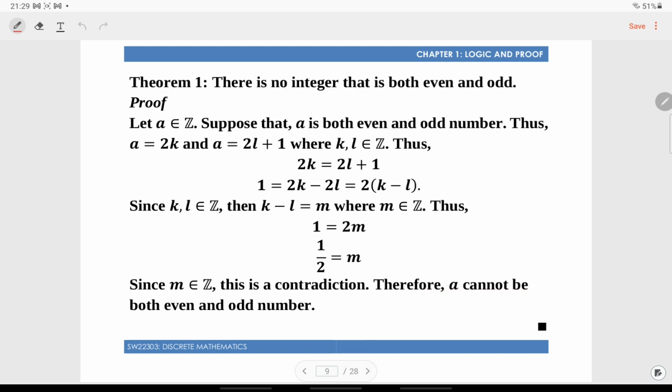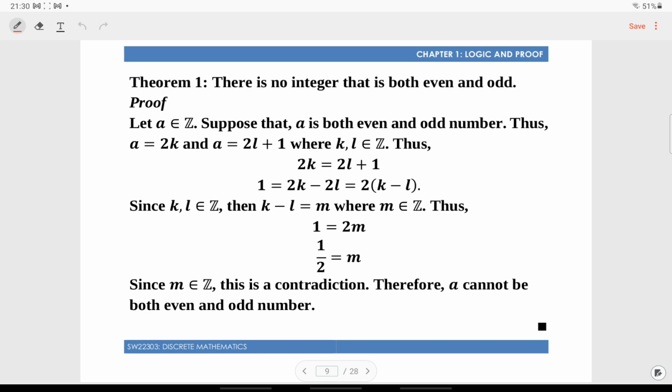Now the previous two are considered lemmas, and this is considered a theorem. It is more general and more important. This theorem says that there is no integer that is both even and odd at the same time. That is the theorem, and our task is to prove it.